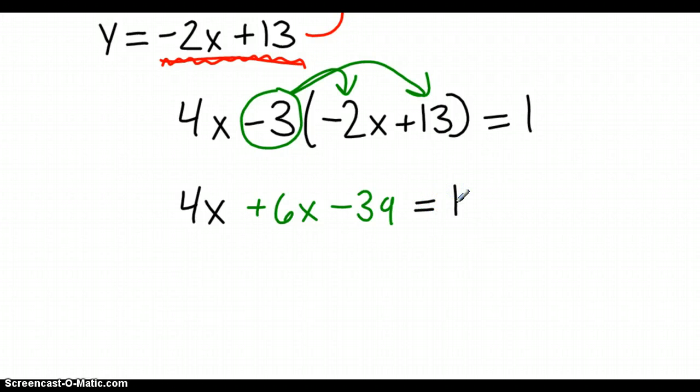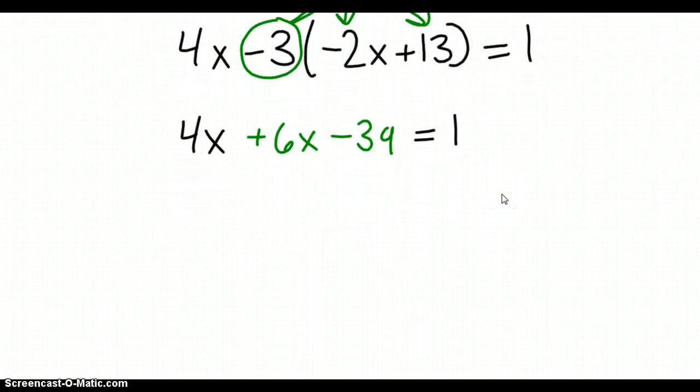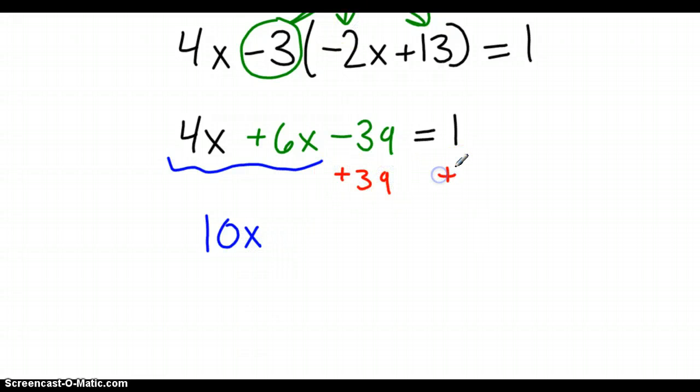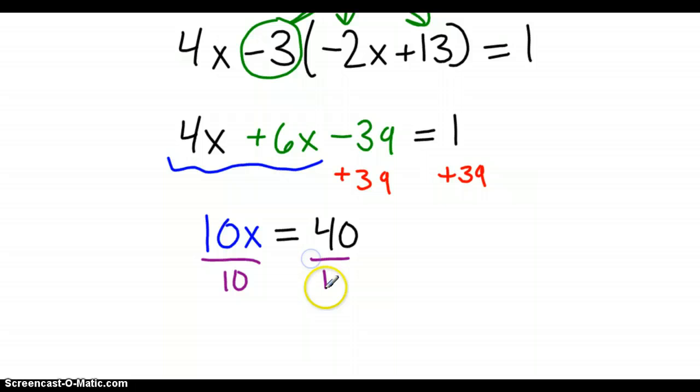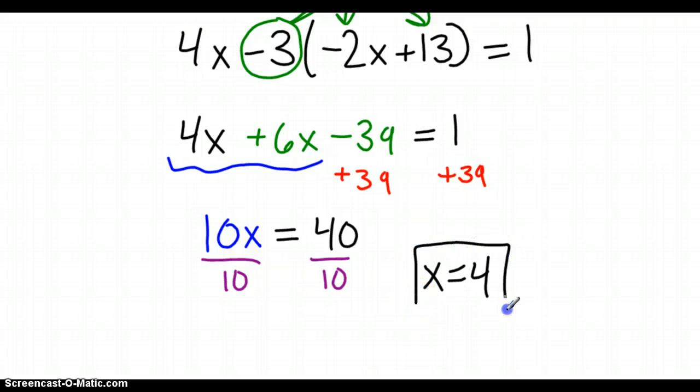So for the next step, we're just going to continue on to solve. Now what we'll need to do is combine our like terms here. So we will have a 10x, and I'll also go ahead and add 39 to both sides. So we'll have 10x is equal to 40. Now once we divide both sides by 10, we will get that x is equal to 4. So we have half of our answer.